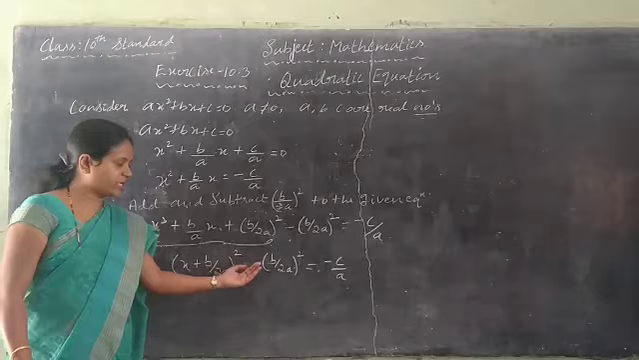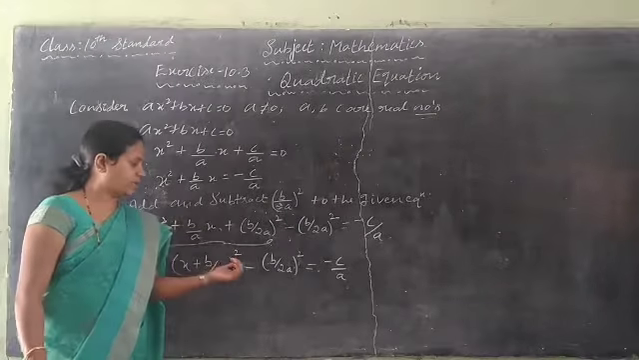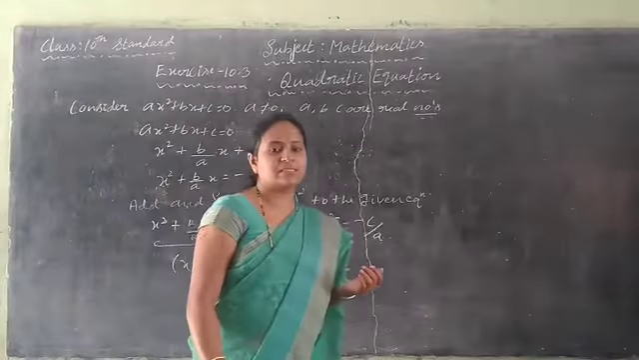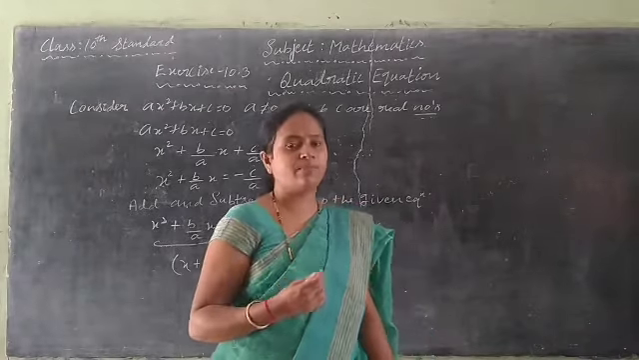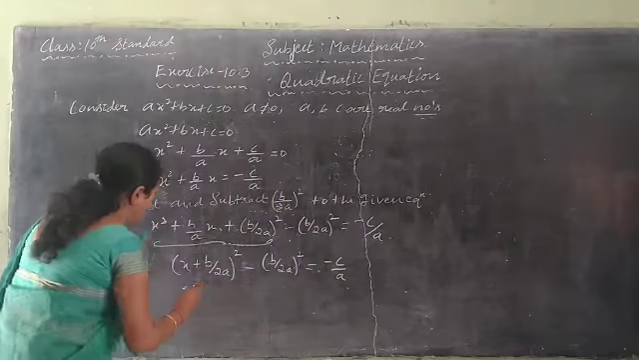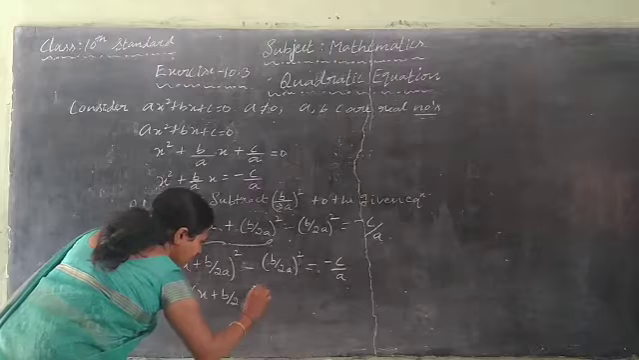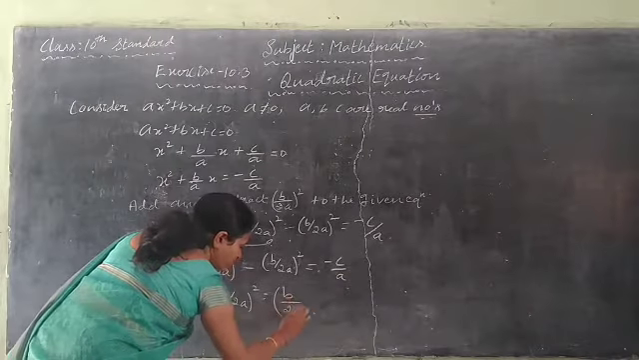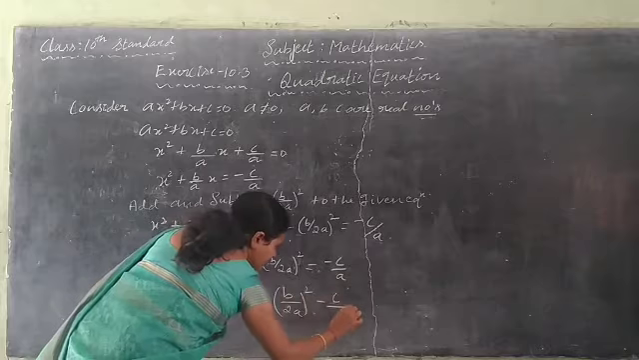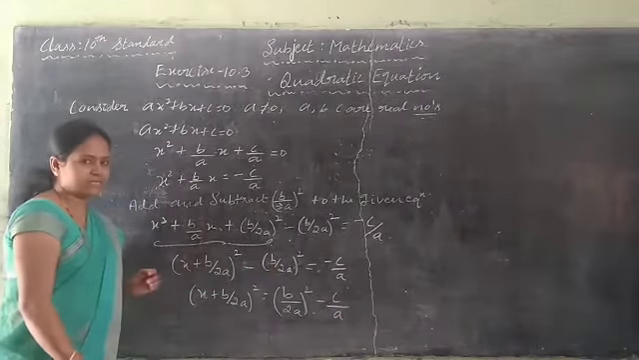Right. In the next step, transfer b by 2a whole square to your right hand side, children. Minus b by 2a whole square is there, isn't it? When you transfer to right hand side, it will become plus b by 2a whole square, children. x plus b by 2a whole square is equal to b by 2a whole square plus minus c by a, children. Understood? Transfer this to right hand side.